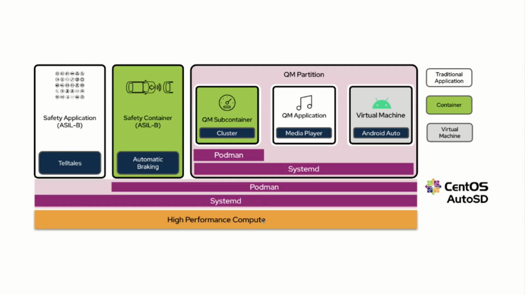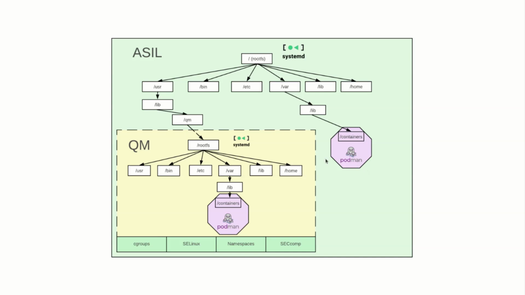So here is the HPC. Here there is a systemd, there is a podman, and they have a podman runtime in the normal partition, and there is specifically a QM partition inside which all the QM related containers and some of the non container based applications, maybe some binaries, or a virtual machine for running Android Auto or anything, will run. Any spillover from this QM partition into the SL application area or the main area is obstructed by this QM partition. So this is basically the block diagram.